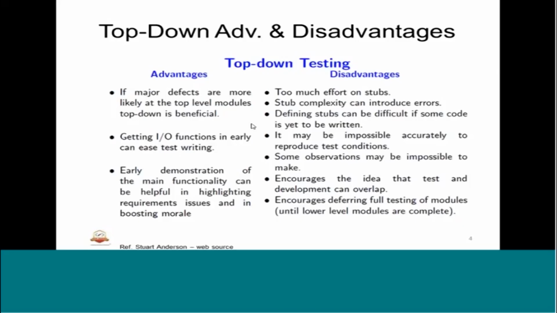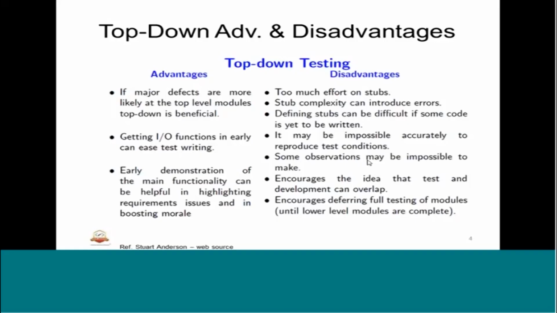It may be impossible to accurately reproduce test conditions if there are failures. Suppose we started top-down testing, and we found out that there is an issue with the system. It's very difficult to figure out or isolate where the issue is and how to reproduce it. So some of the issues, like intermittent issues, are very difficult. So that's the disadvantage with top-down testing. Some observations may be impossible to make. So we cannot observe some of the minor elements of the top-down testing modules.